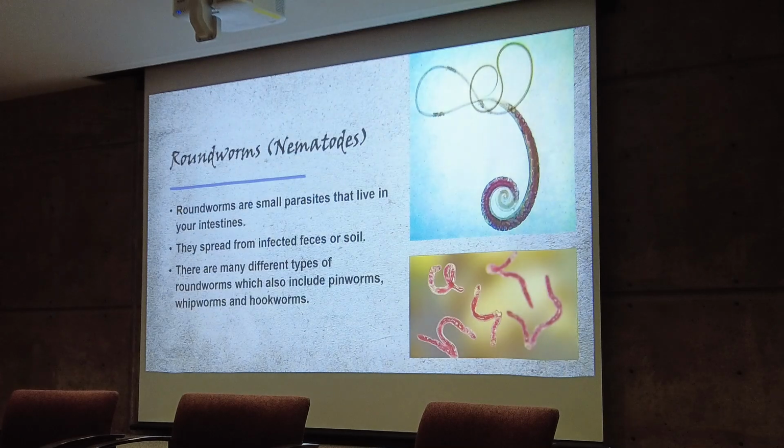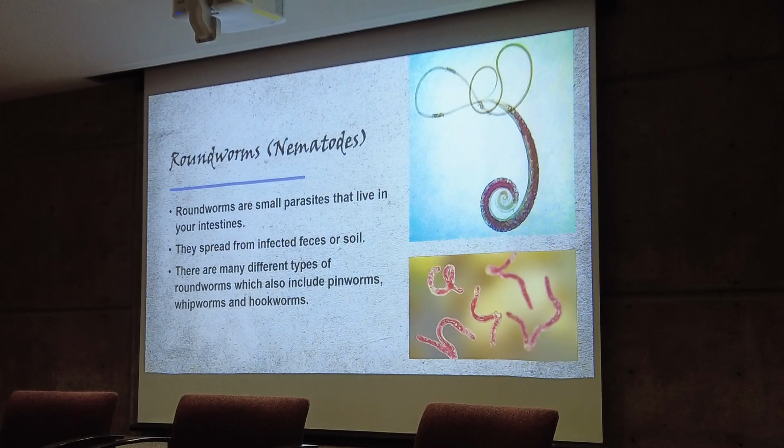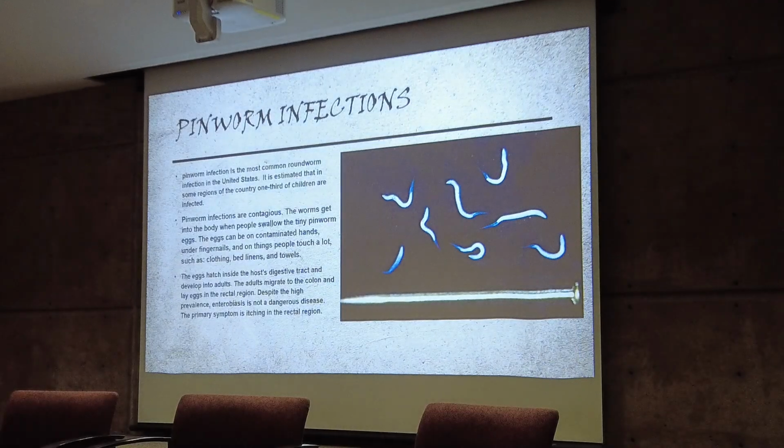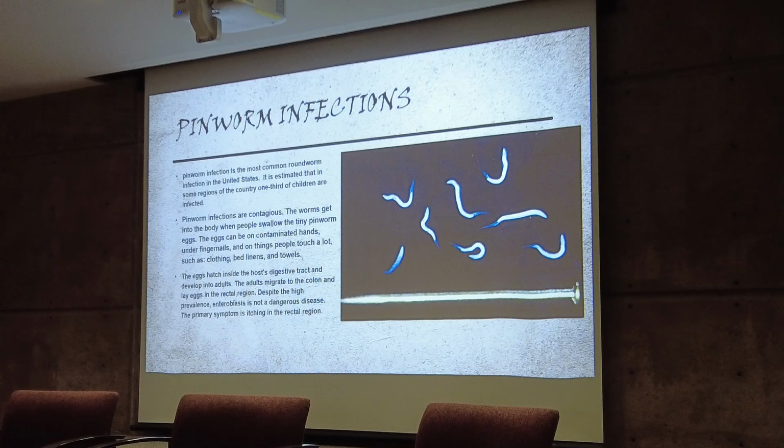Okay, next we have roundworms. Roundworms are small parasites that live in your intestines. They spread from infected feces or soil. There are many types of roundworms, which include pinworms, whipworms, and hookworms. So let's talk about pinworms. Now, this is one that a lot of kids get. Pinworm infection is the most common roundworm infection in the United States, and it's estimated that in some regions of the country, one third of the children are infected.